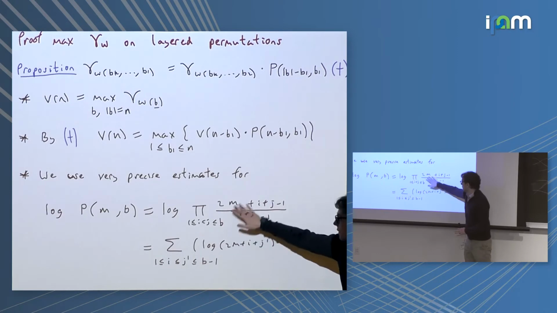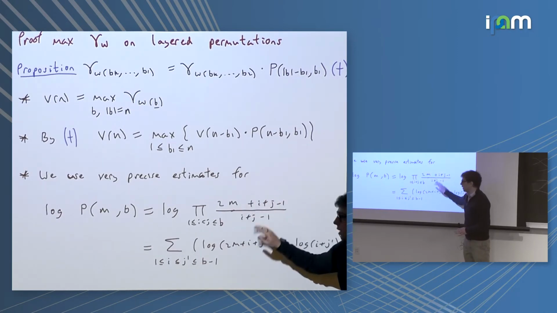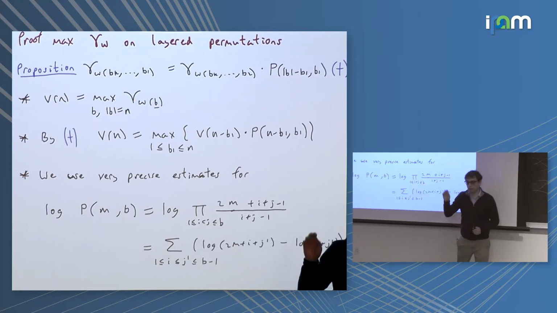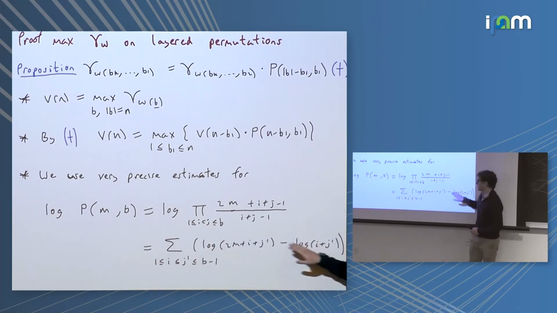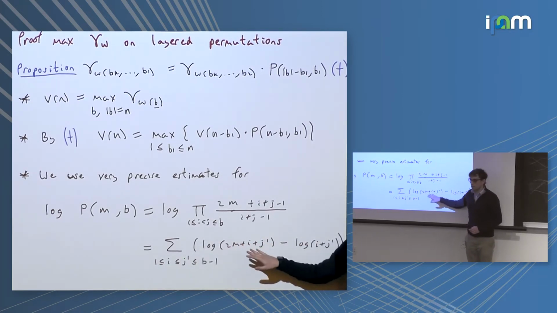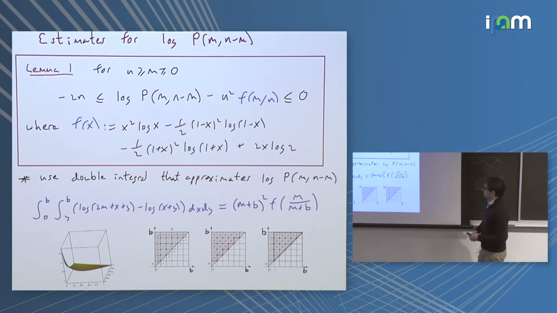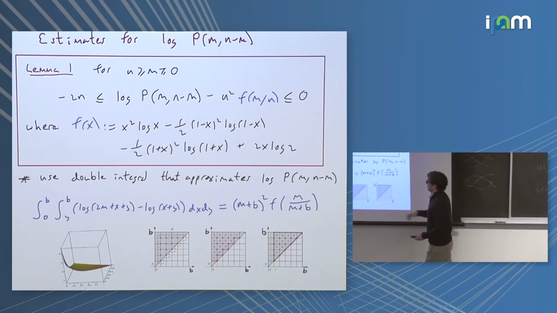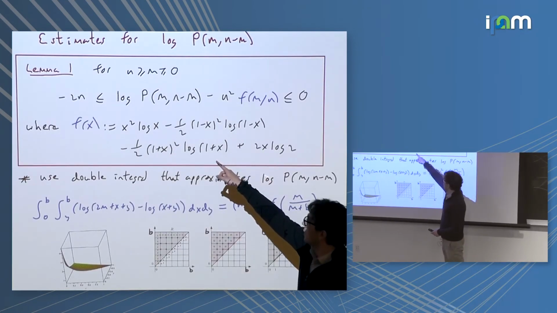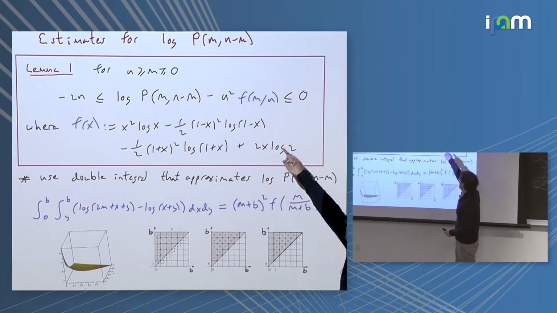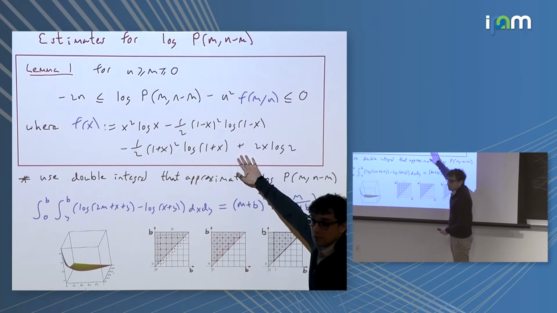Let's take logs. So we have here the log of Proctor's formula, indexed by these points ij on a triangle. So we're summing logs of this over this triangle. This is where the constants are coming from. The first thing is that you can find good bounds for the logarithm of this Proctor formula in terms of this function f, which is given here.